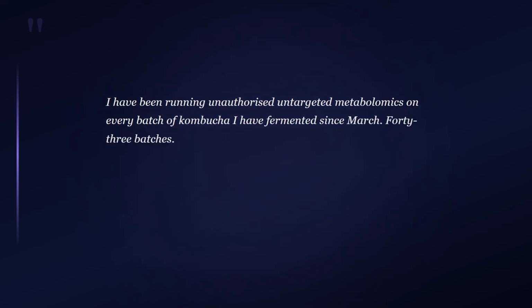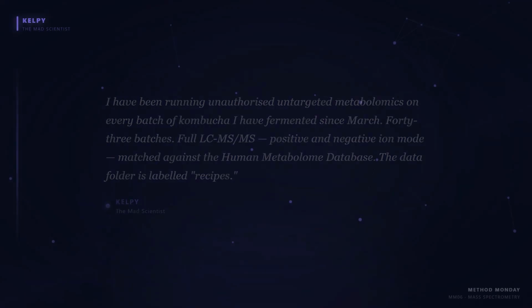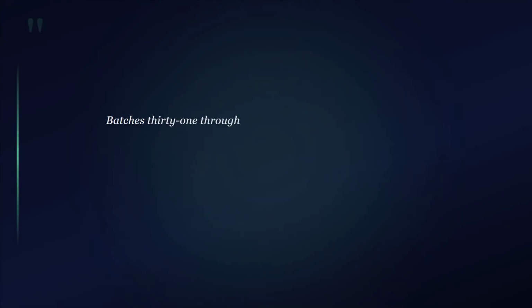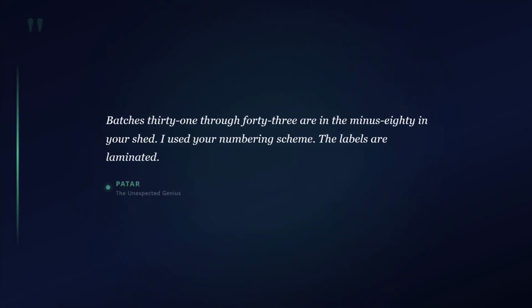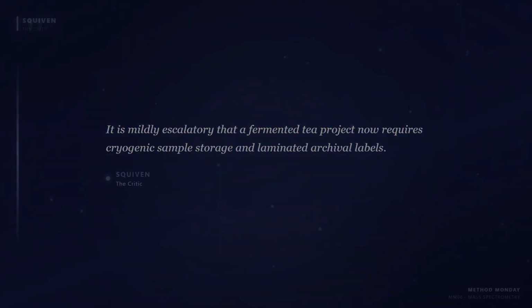I have been running unauthorized, untargeted metabolomics on every batch of kombucha I have fermented since March. 43 batches. Full LC-MS-MS, positive and negative ion mode, matched against the human metabolome database. Variables tracked: starter culture age, tea type, sugar source, ambient temperature, brew duration. No institutional affiliation, no ethics clearance. The data folder is labeled recipes. Batches 31 through 43 are in the -80 in your shed. I used your numbering scheme. The labels are laminated. It is mildly escalatory that a fermented tea project now requires cryogenic sample storage and laminated archival labels.